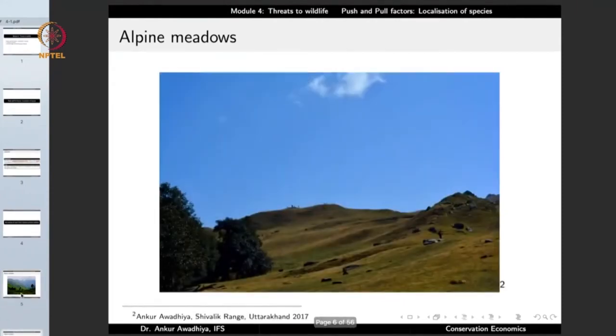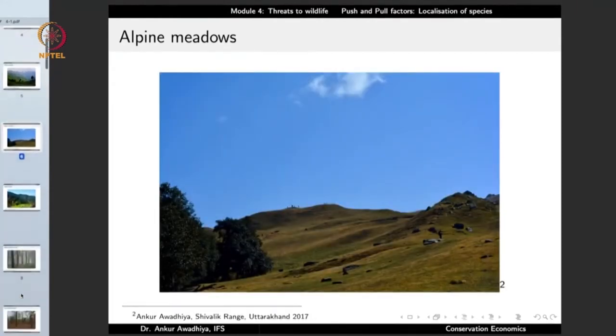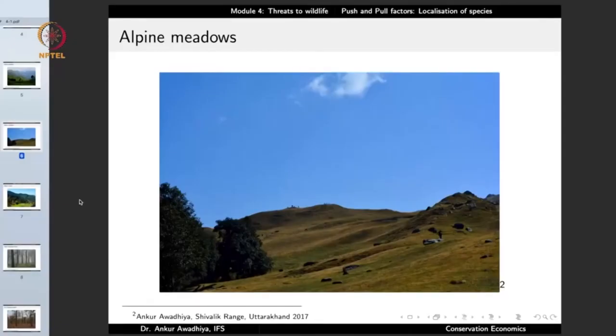This is another image from Uttarakhand. So here again, we find that this is an alpine meadow and it is all full of grasses. Now, the alpine meadows would support a large number of species that are dependent on the grasses. And these include not just the large sized species, such as the tahr, but also the smaller size species, rats, mice, rabbits, and so on. So we have alpine meadows.